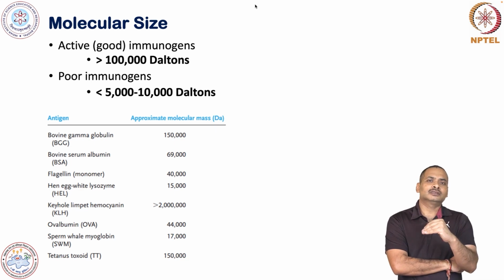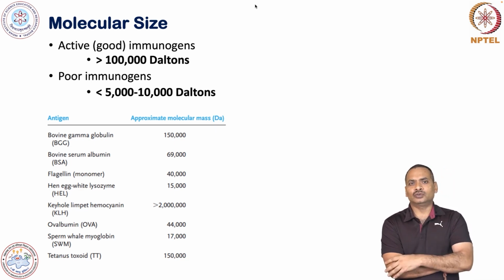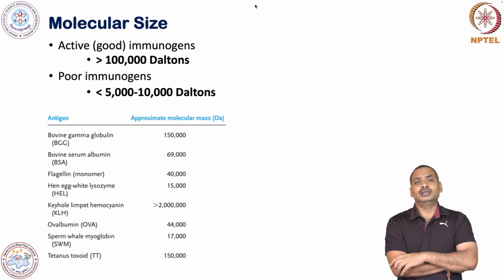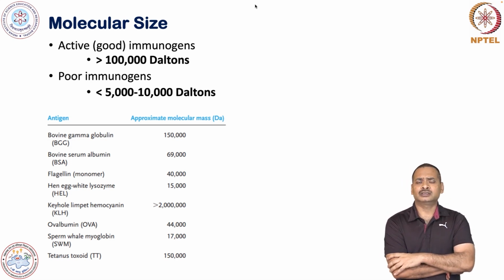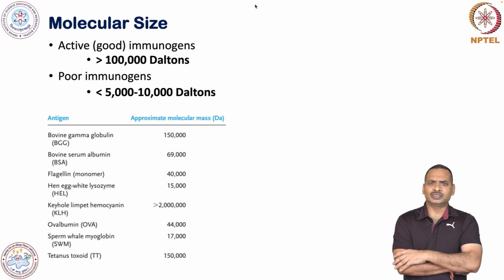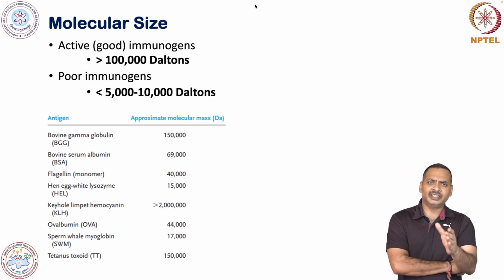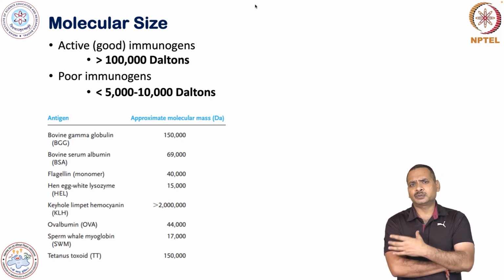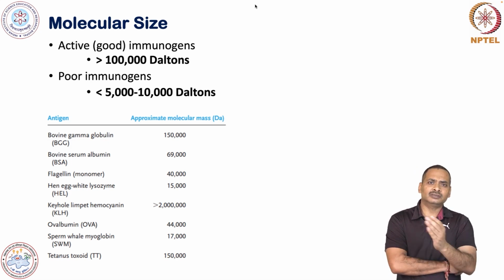If you remember, some of the lipid molecules, like derivatives of cholesterol, why are we not able to make antibody against those molecules? There are several reasons. One of the reasons is the molecular size. I will discuss another reason in a subsequent slide. Here I am showing some common antigens which we use in our experiments, when we perform adaptive immunity experiments.